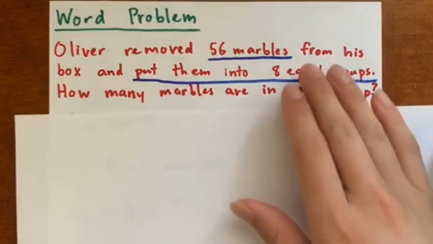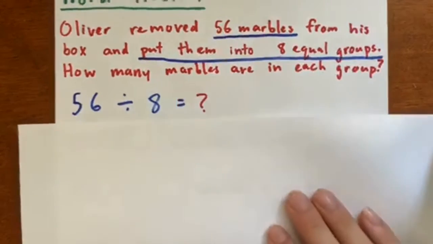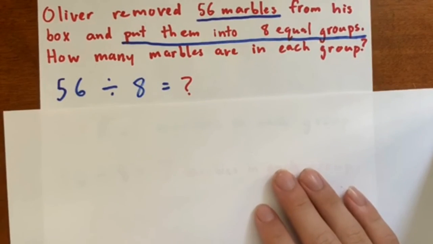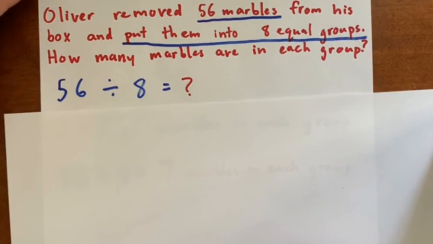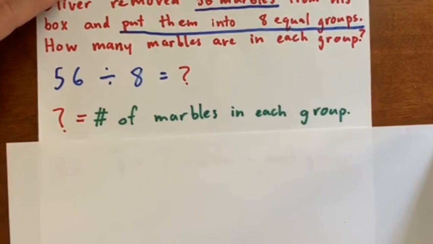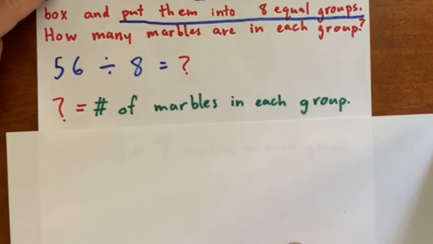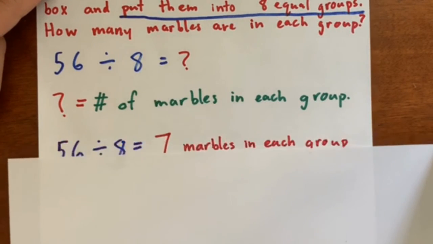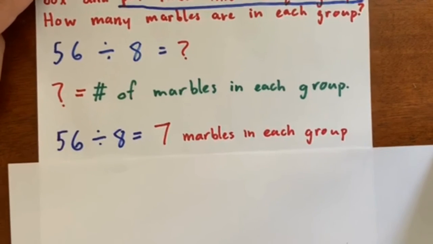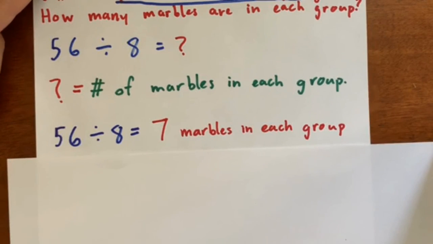And that allowed me to set up this equation right here. 56 divided by 8 equals the question mark, or what we were trying to solve, where the question mark is the number of marbles in each group. So if we do 56 divided by 8, we will get that we have 7 marbles in each group. Or that means if we took 56 marbles and put them into 8 equal groups, each group will have 7 marbles.